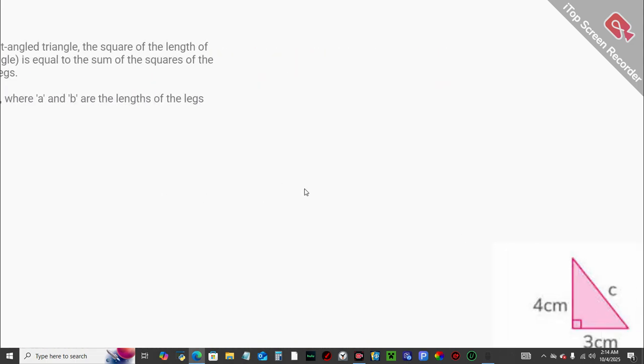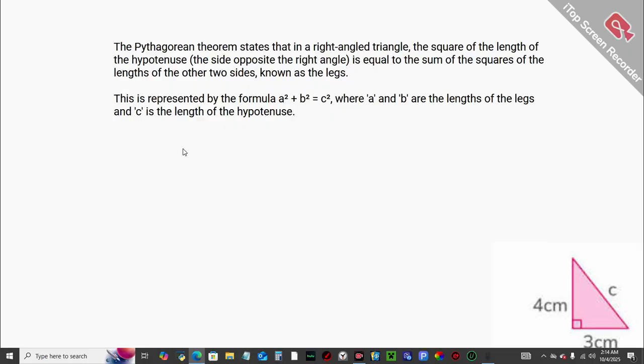Anyway, so the Pythagorean theorem states that in a right-angled triangle, the square of the length of the hypotenuse, the side opposite the right angle, is equal to the sum of the squares of the lengths of the other two sides, known as the legs. This is represented by the formula a squared plus b squared equals c squared, where a and b are the lengths of the legs and c is the length of the hypotenuse.